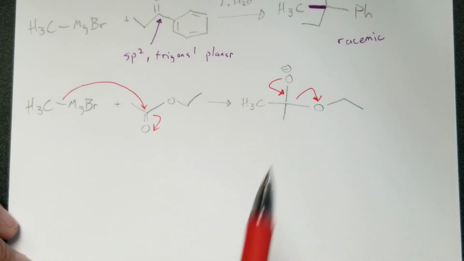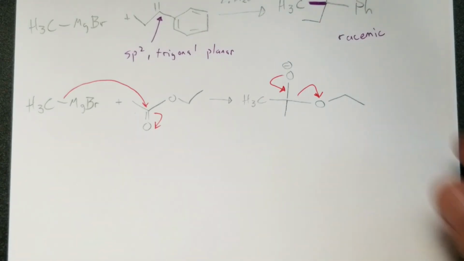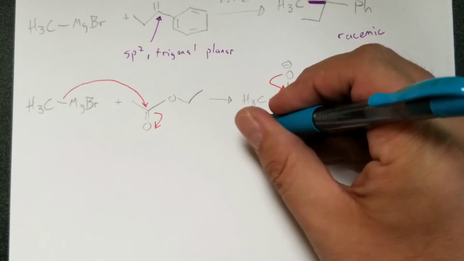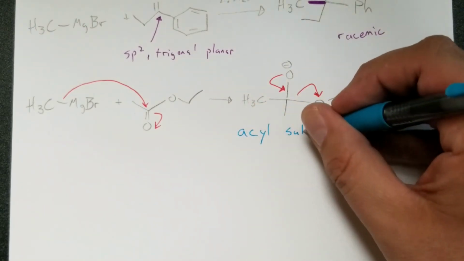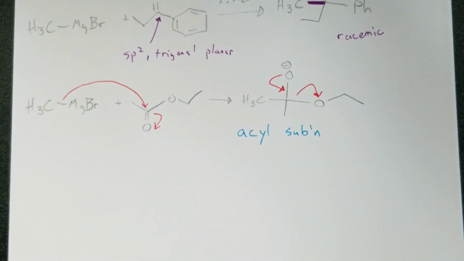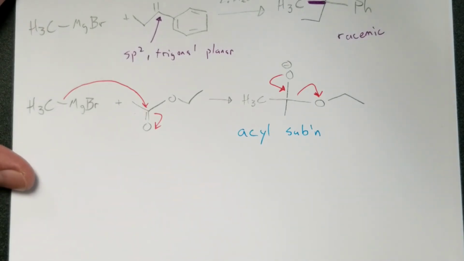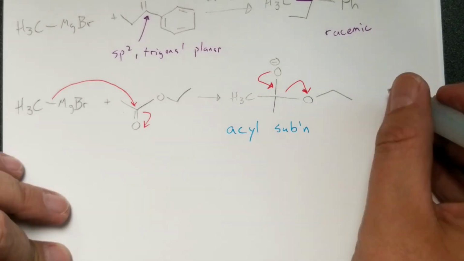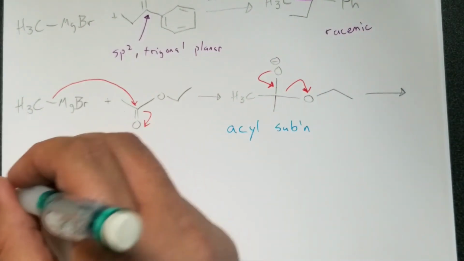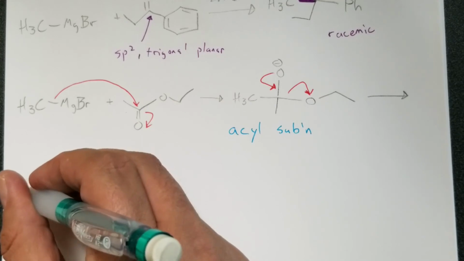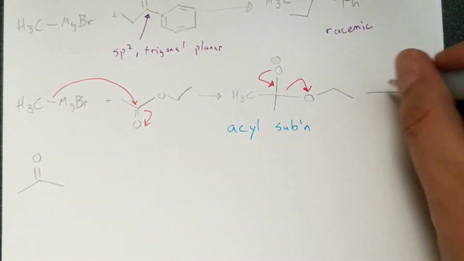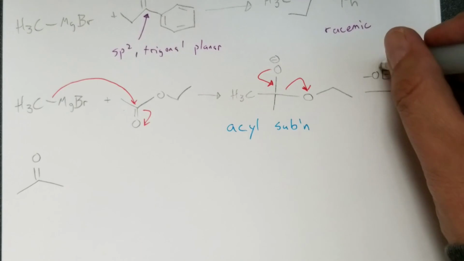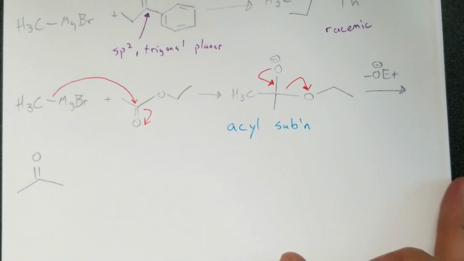This type of step is called an acyl substitution, so I want to make a note of that here. We're going to have a whole chapter for that type of substitution, so don't worry about it too much now. I just wanted to point out that if you're replacing a group on a carbonyl, we call it an acyl substitution. So no longer SN1, SN2. The result is that we now have acetone, minus OEt negative. That was our leaving group.